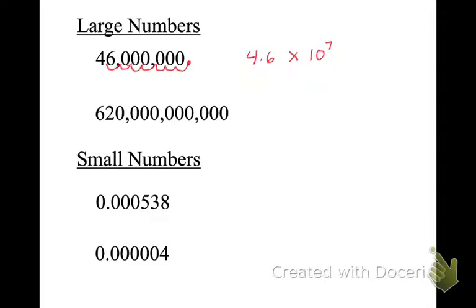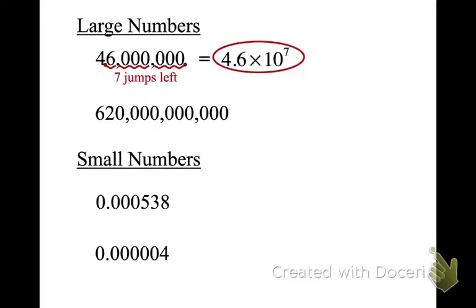Okay. So let's check it. The decimal should go between the 6 and the 2, and it's jumping 3, 6, 9, 10, 11.